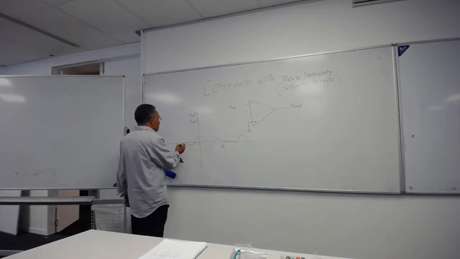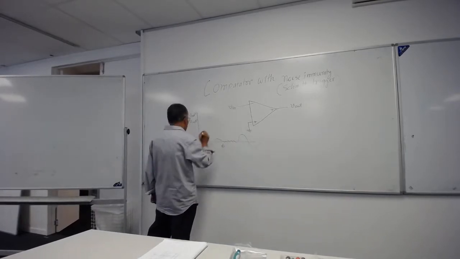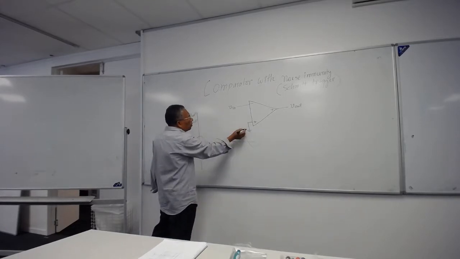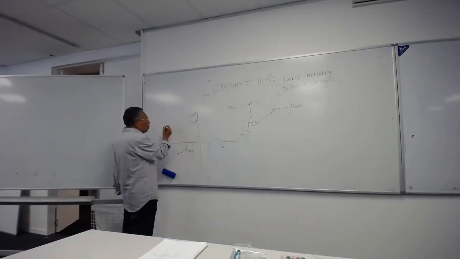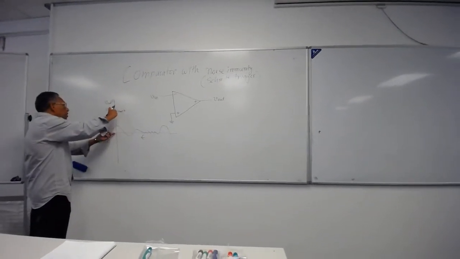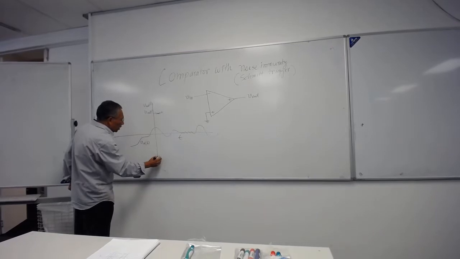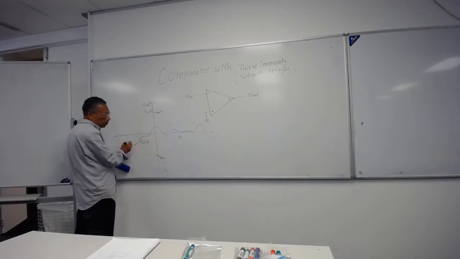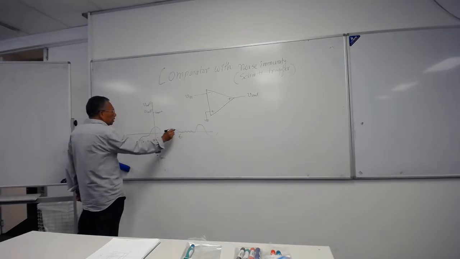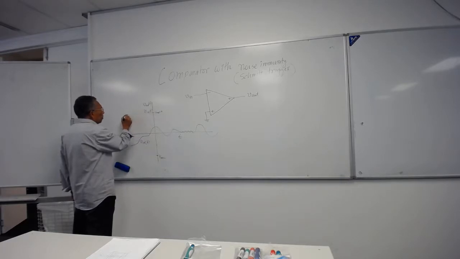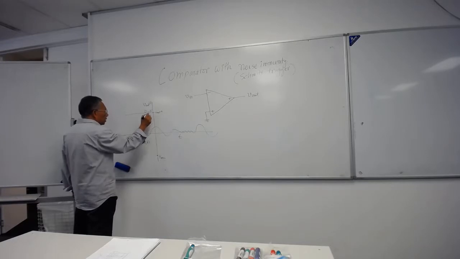So, this is your V in of T. When the input is larger than zero, then it will switch to low. So initially say this is your V sat plus, and measure the same amount here. This is your V sat minus. Okay, so as long as the signal is below the zero value, this is the zero value level, then the output here will be high. As we have done on Monday, it will be high until this point.